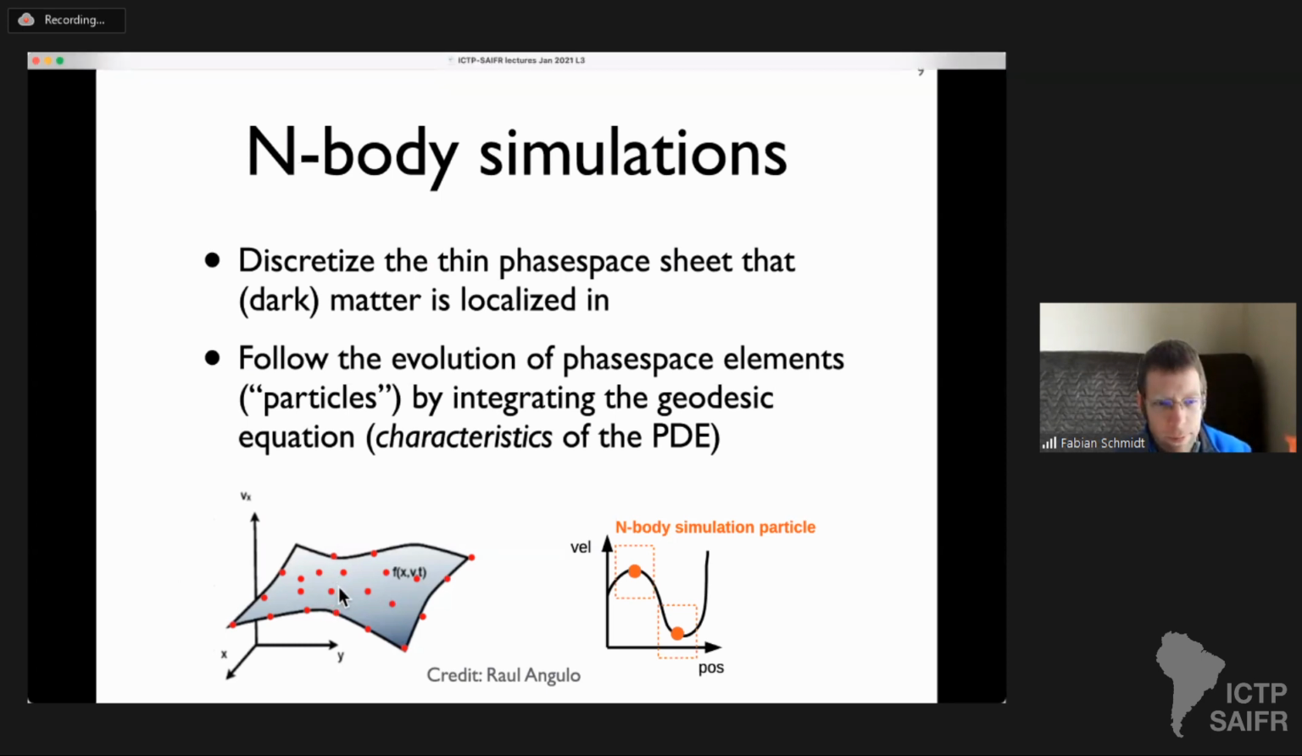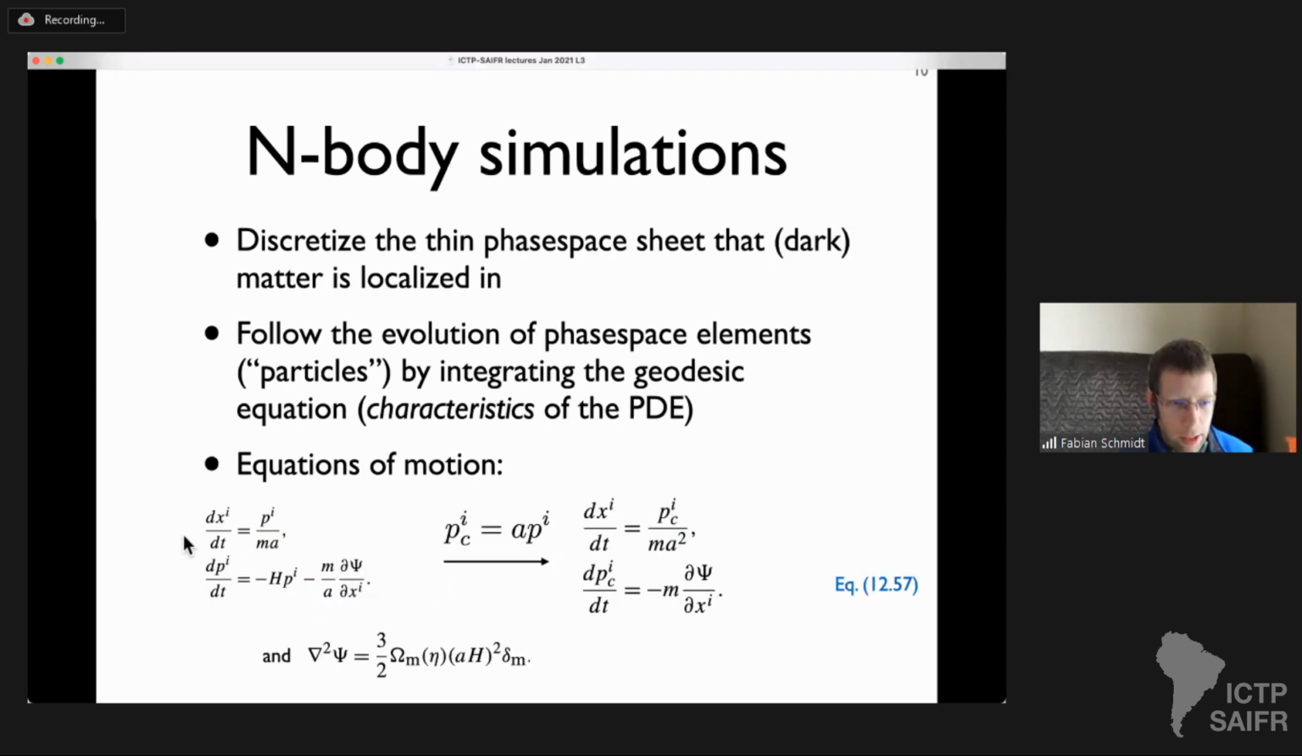So, what are the evolution equations of an element of phase space? Well, it's just a geodesic equation, as we argued before. So formally, we're integrating the characteristics of the collisionless Boltzmann equation, but it's just the geodesics, which in turn are basically just the Newtonian equations of motion. These are the equations I argued for, why they look like this, the geodesic equations, in the first lecture.